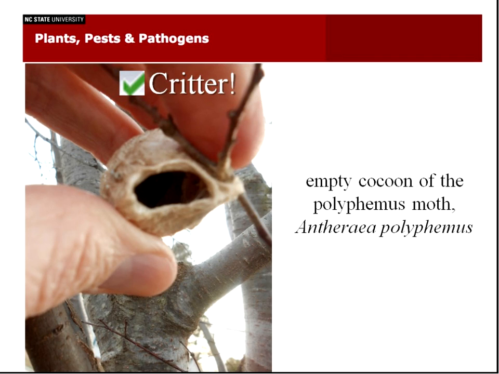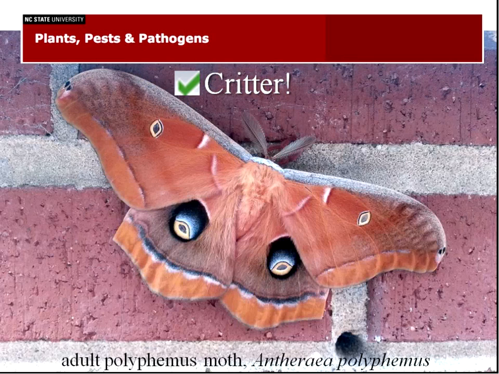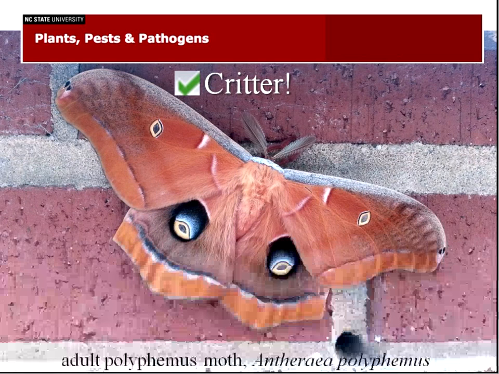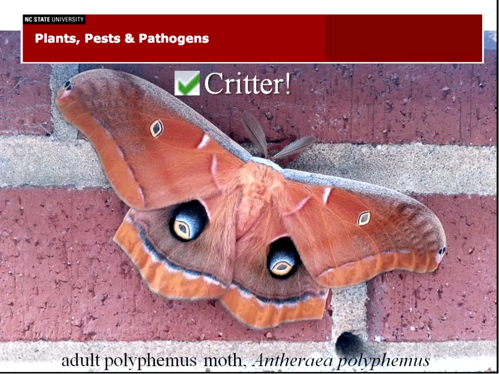It is the empty cocoon of a Polyphemus moth. I have help from an entomologist here. Antheraea polyphemus. Yeah, and this is a picture of what the adult looks like. Very beautiful, very large saturniid silkworm moth. This was actually taken on the Dan Allen parking deck at NC State with my cell phone. And it's big enough that even the cell phone takes a really beautiful picture of it.